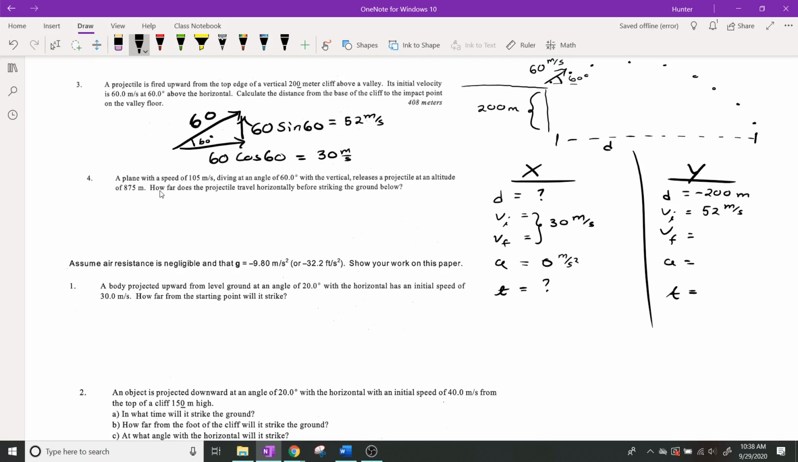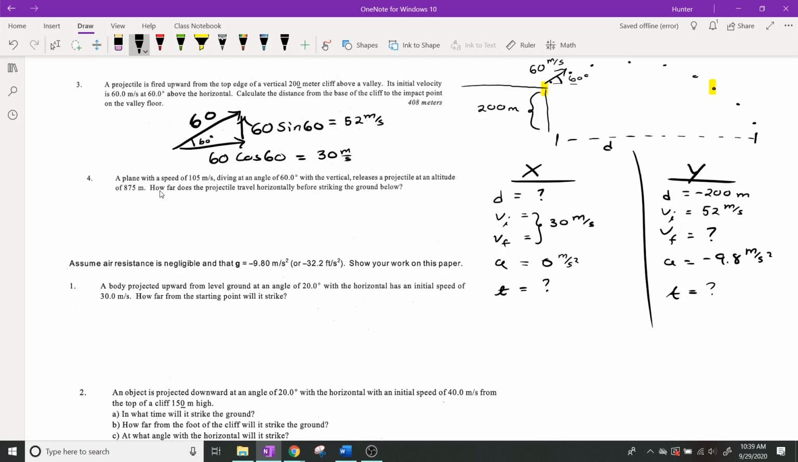Okay, that's reasonable. VF? No. Do not know. If you said negative 52, that's going to correspond to you right here. So the VF, if you went just this distance, is going to be positive 52 here, negative 52 here. So it's going to be greater than negative 52, but I do not know what it is. So I'm going to put a question mark. Okay. Acceleration, negative 9.8 meters per second squared. And the time? We don't know.